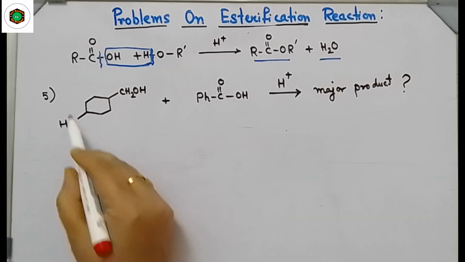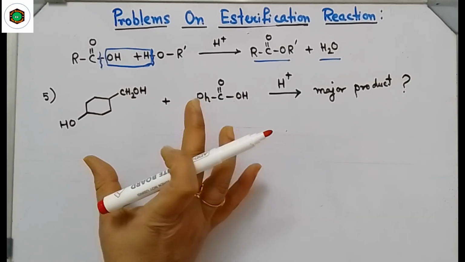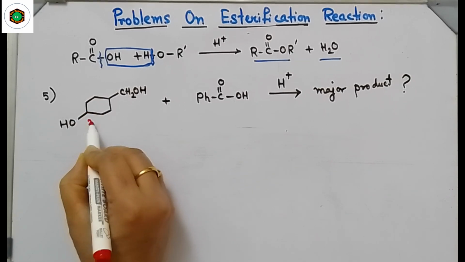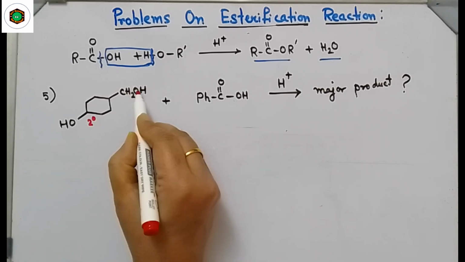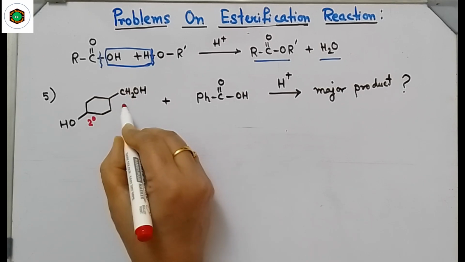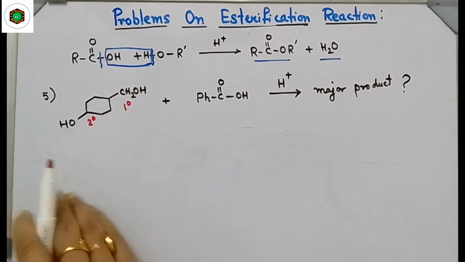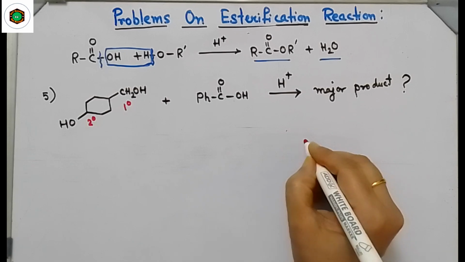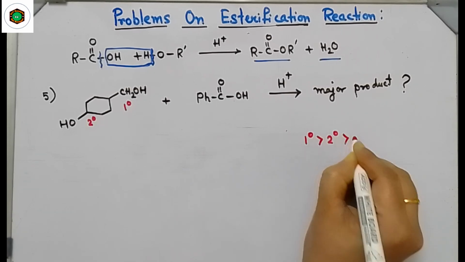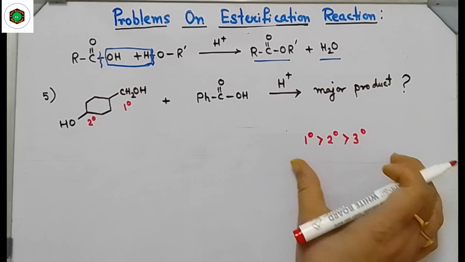Now see, in this alcohol, two types of OH groups are there. This OH is bonded with carbon, which is bonded with two carbon atoms. So this is secondary alcohol, and this OH is bonded to a carbon which is bonded with only one carbon. So it is primary carbon. So we know reactivity of primary carbon is more than secondary carbon than tertiary carbon due to steric reason.